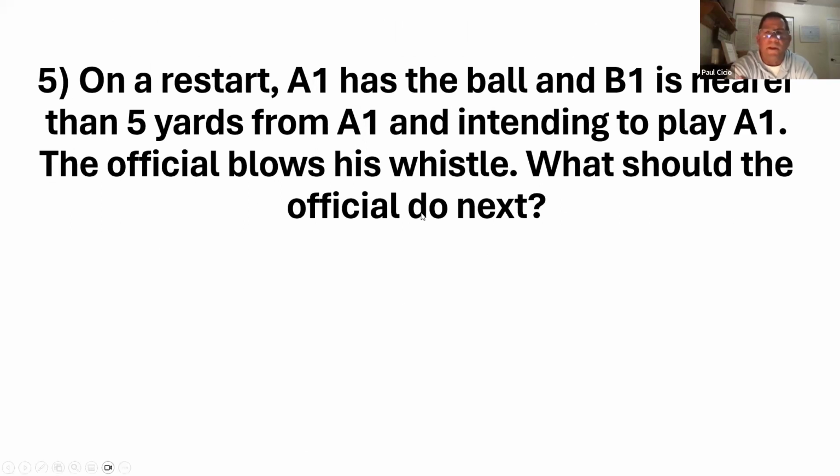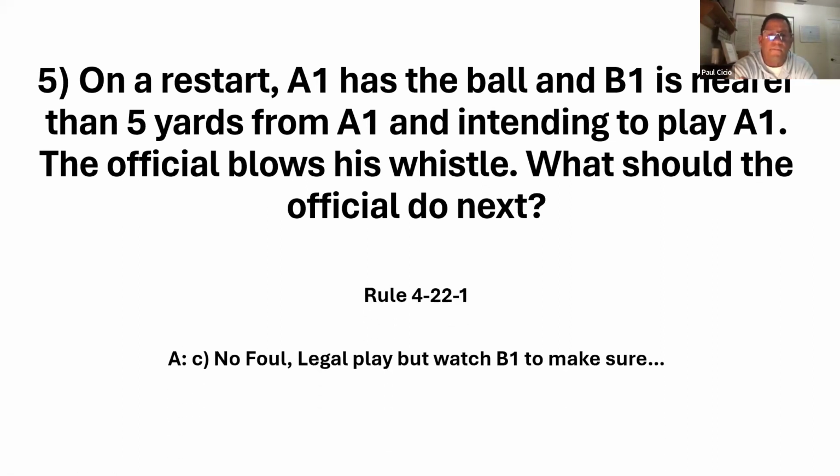Number five, on a restart, A1 has the ball and B1's nearer than 5 yards from A1, is intending to play A1. Official blows his whistle. What should the official do next? All right. No foul, legal play, but watch B1 to make sure what? Make sure he creates that 5 yard buffer down the field. Okay, this rule's been in effect for a couple of years, and some people still don't fully understand it. Coaches as well. You can blow your whistle if the defender's within 5 yards. Okay. Coaches will be yelling, he's got to be 5 yards. That's not 5 yards. Give him 5 yards. None of that means anything.